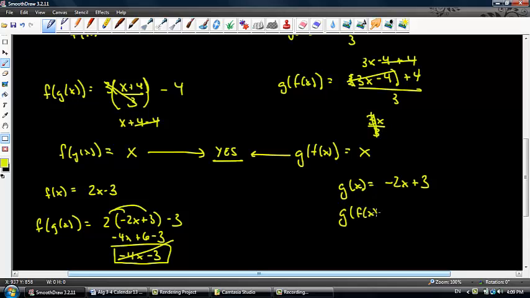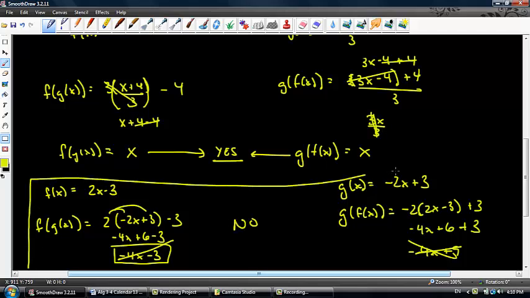g of f of x is equal to negative 2 times 2x minus 3 plus 3. So negative 4x plus 6 plus 3 is negative 4x plus 9. Well, that's not true either, so we can say no. These functions right here that are in this box are not inverses of each other.